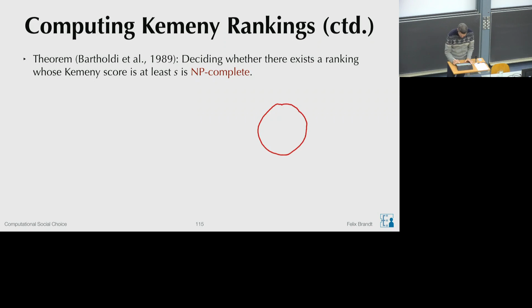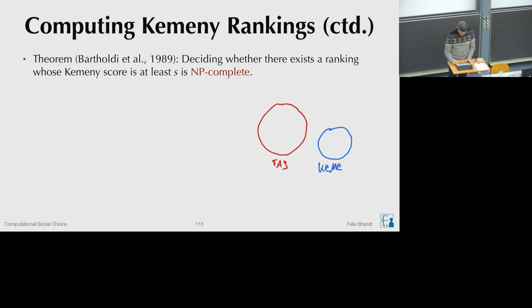So that could be the set of instances of feedback arc set. And then you find a function that takes any instance. Each of these instances consists of a directed graph and the number of edges that needs to be deleted in order to make the graph acyclic. And then we take an instance of this problem and we translate it to a problem of the Kemeny nature. So we translate it to a problem asking, is there a Kemeny ranking whose score is at least S? Maybe let's use a different color for this set. So this is the set of Kemeny rankings.